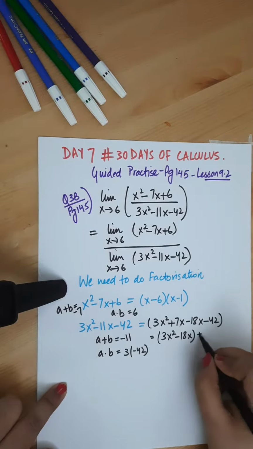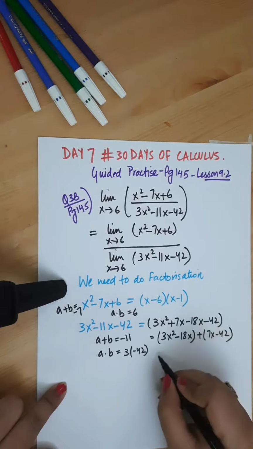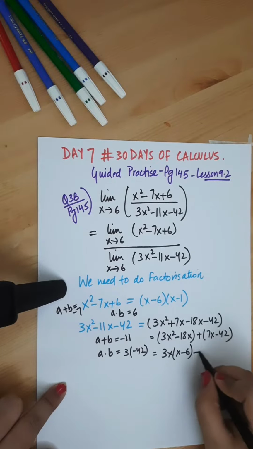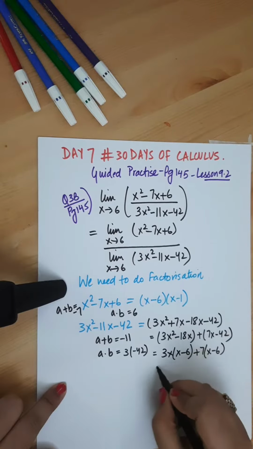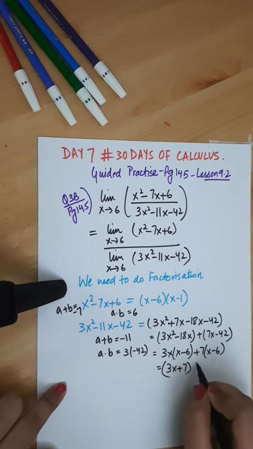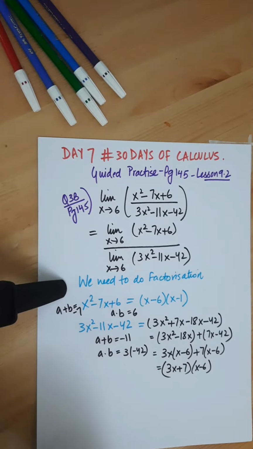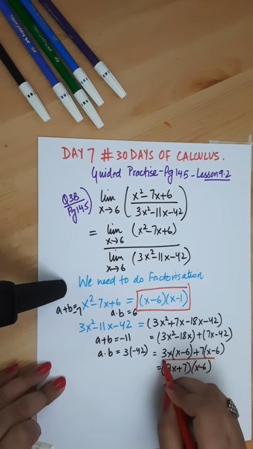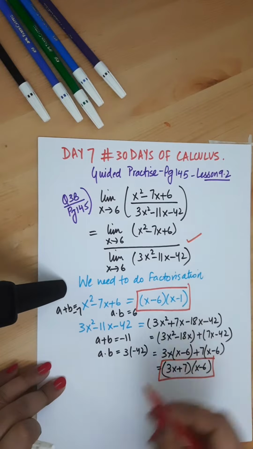So now we collect the like terms. We try to take the common factor out. So common factor is 3x, you are left with x minus 6. Common is 7, you are left with x minus 6. Take the common term together. And now the factorization is 3x plus 7 multiplied with x minus 6. So we've got the factorization of numerator and denominator.